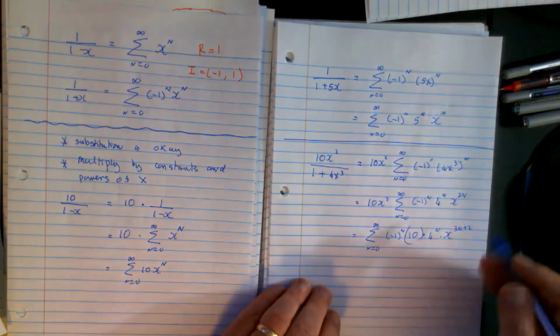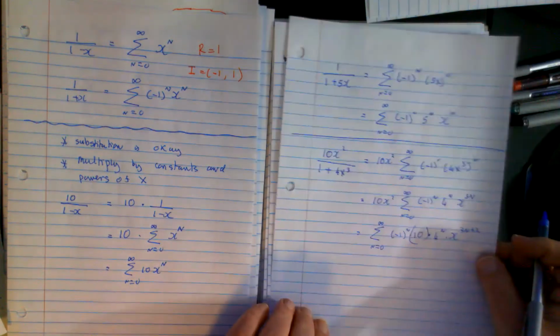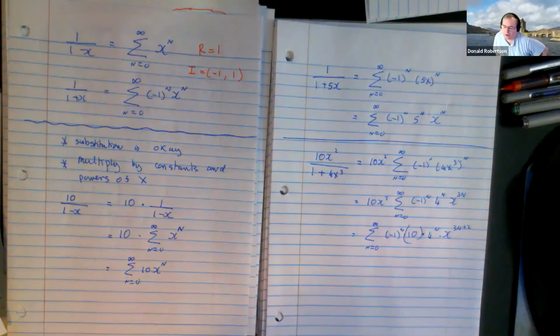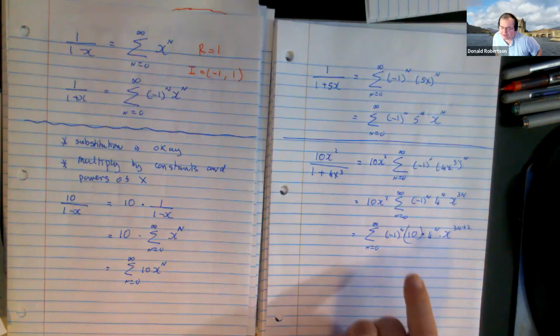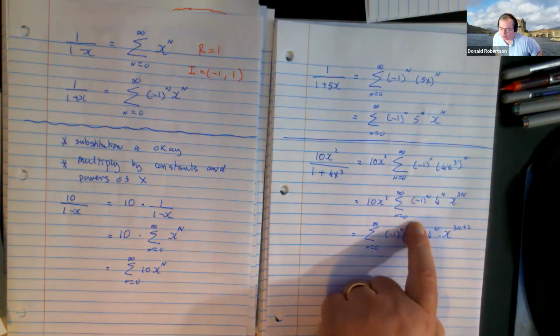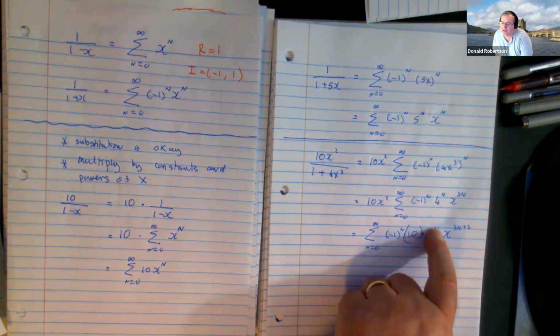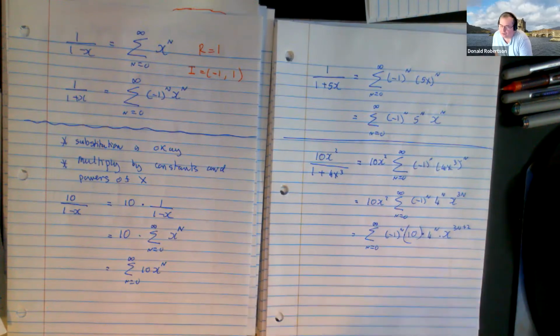Would multiplying the 10 into the 4^n, so it would be 40^n, work? Not allowed, unfortunately. It has to be 10 to the n times 4 to the n to become 40 to the n. And it's not, it's just a single 10, so it's not allowed. That makes sense?